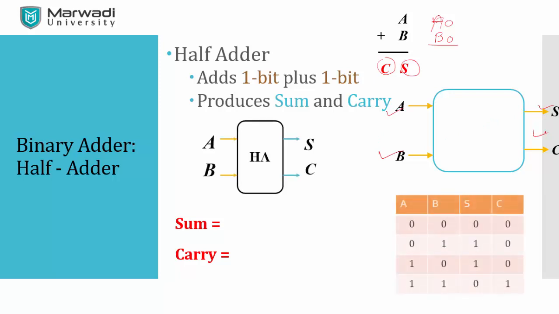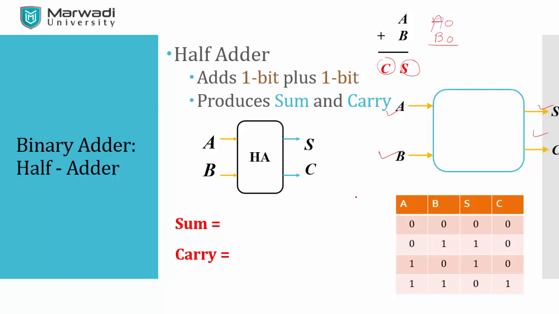If you look at the truth table of the half adder, 0 0 addition gives sum and carry of 0. Whenever you add 0 plus 1, sum will be 1, carry will be 0. Whenever 1 plus 0, sum will be 1, carry will be 0. 1 plus 1, the sum is 0 and carry is 1.